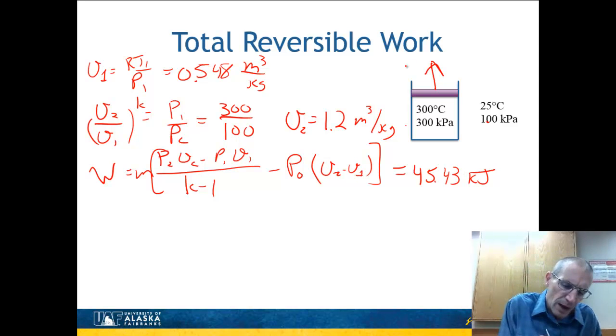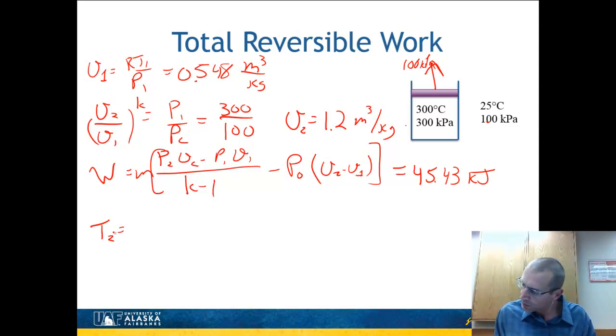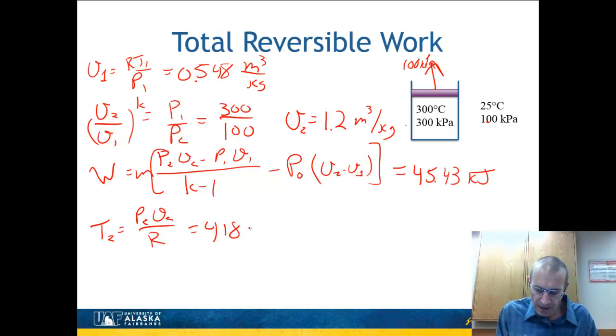Now we're at 100 kPa. But maybe we've got some additional thermal energy in there we can use. So let's calculate what T2 is. T2 is going to be P2 V2 over R, and that is 418 Kelvin. Clearly still hot. We can still go ahead and hook a heat engine up to this.